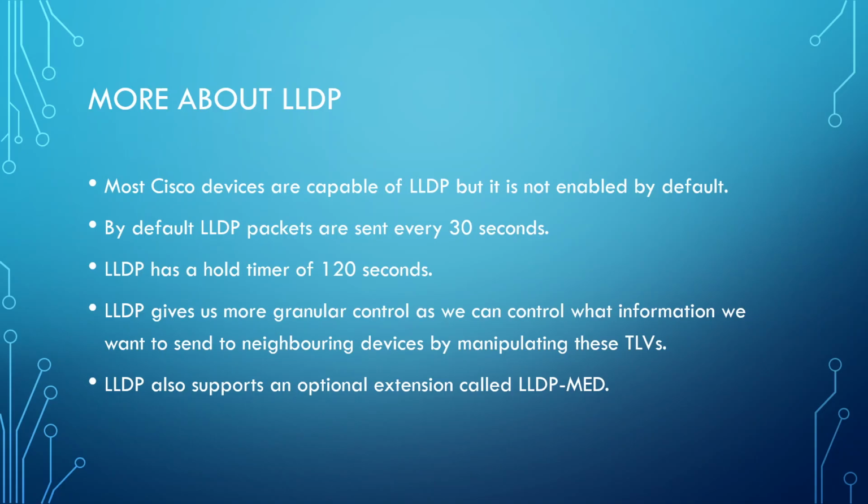Once LLDP is enabled, advertisement messages are sent every 30 seconds. That is slightly different to the way that CDP works. Obviously with CDP, those advertisement messages are sent every 60 seconds. With LLDP, they are sent every 30 seconds, and we have a hold timer of 120 seconds. That means that if I don't receive an LLDP advertisement message from my neighbor within the hold timer, I will remove that neighbor's entry from my neighbor table.